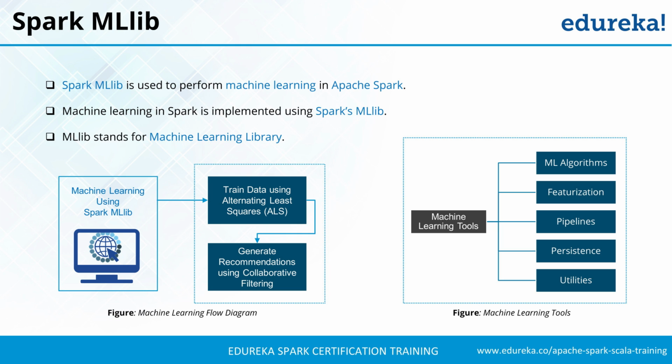Now for machine learning, what are the tools we have? We have ML algorithms, featurization, pipelining, persistence, and utilities. These are a few tools we have: algorithms, where we check all the features of things. Pipelining will be chaining what we are going to create. We also want to make sure about persistence. We are also going to have utilities here. So these are a few tools which are available.